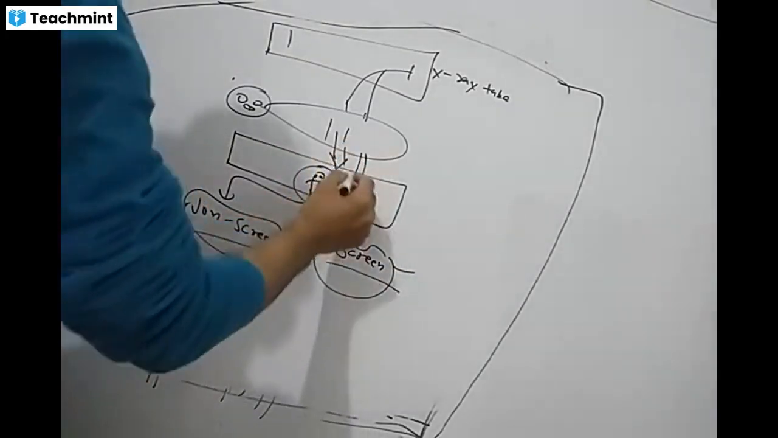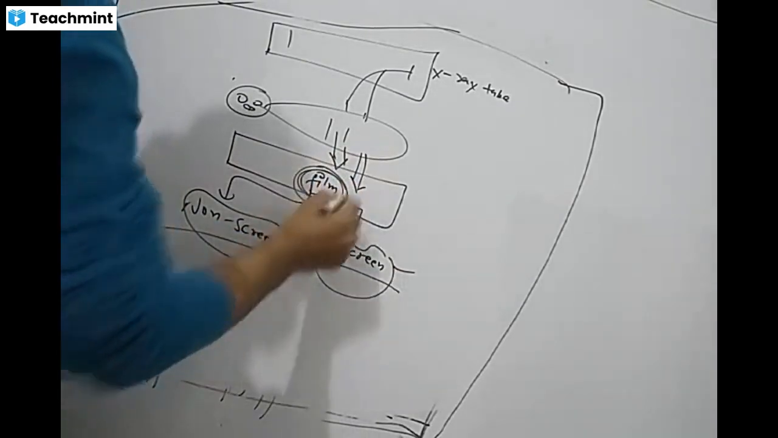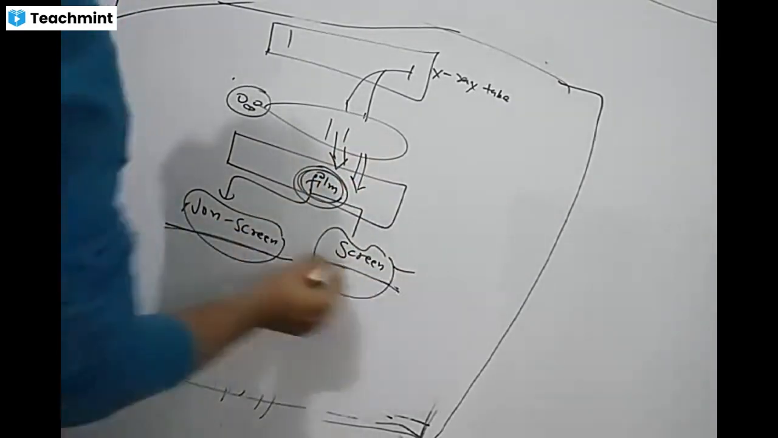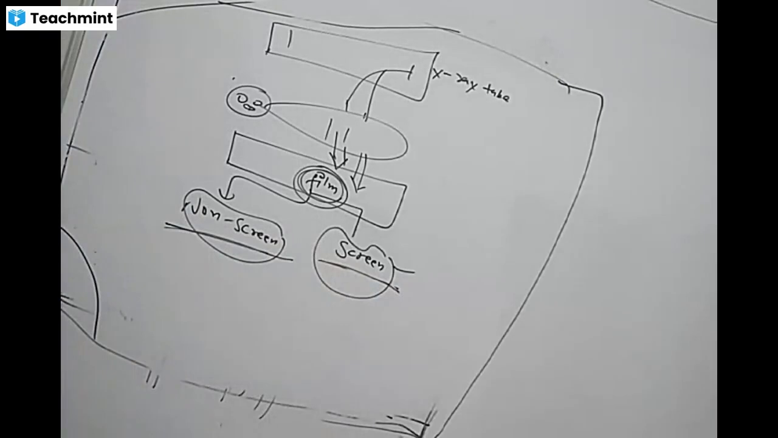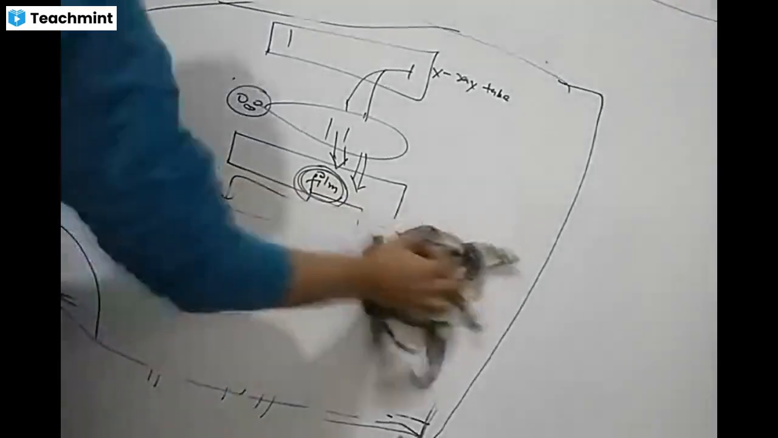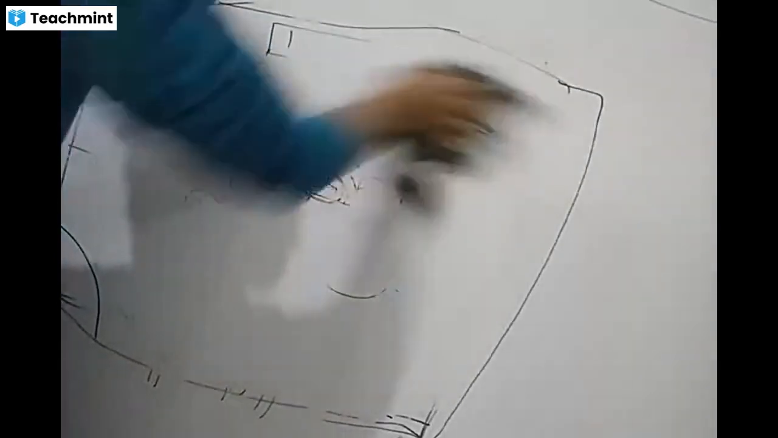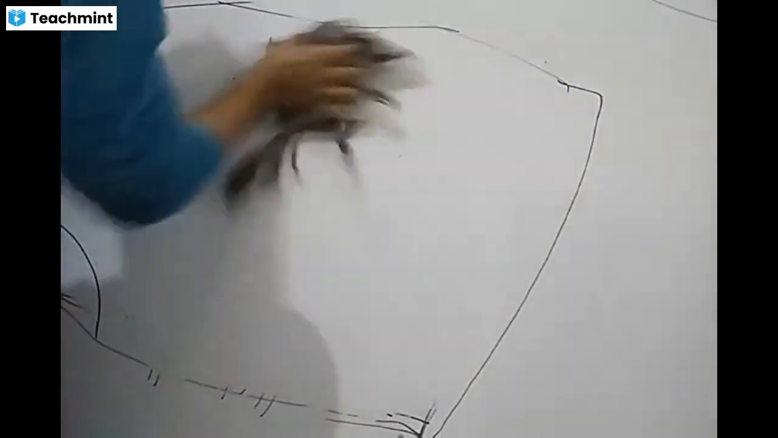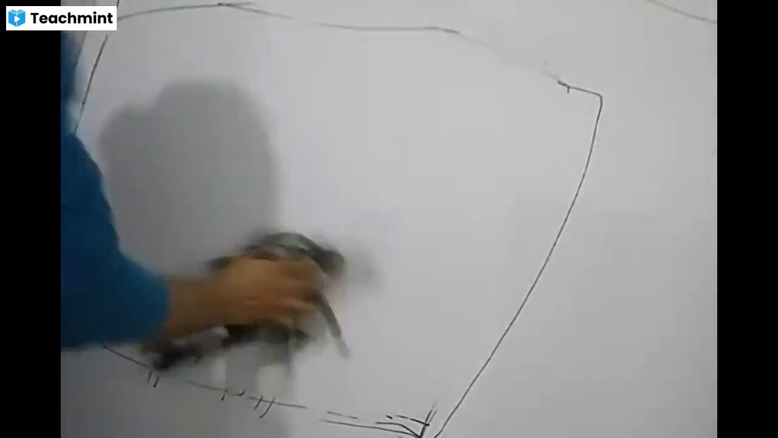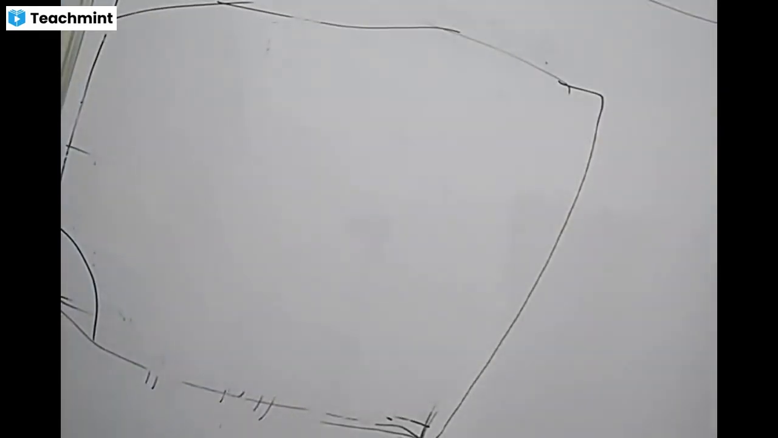So these X-rays fall on the film, which may be non-screen or screen type. Today we'll see how the latent image is formed and then converted into the visible image.